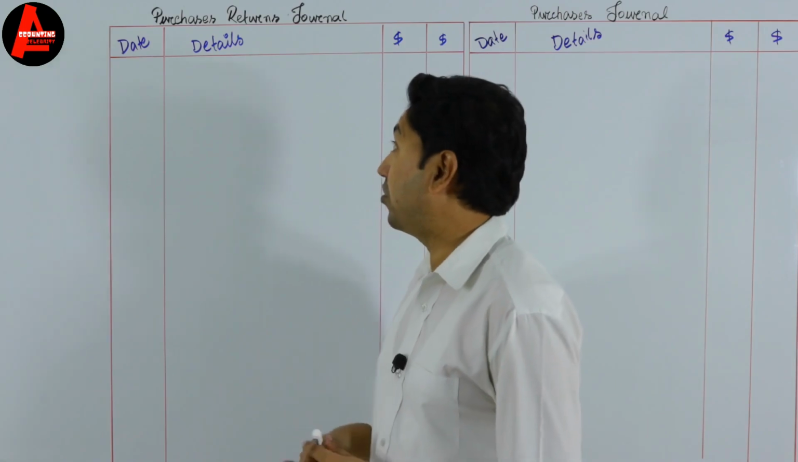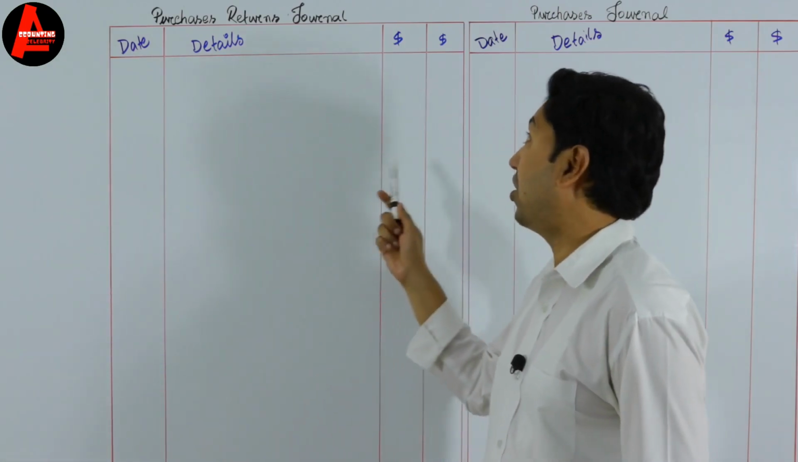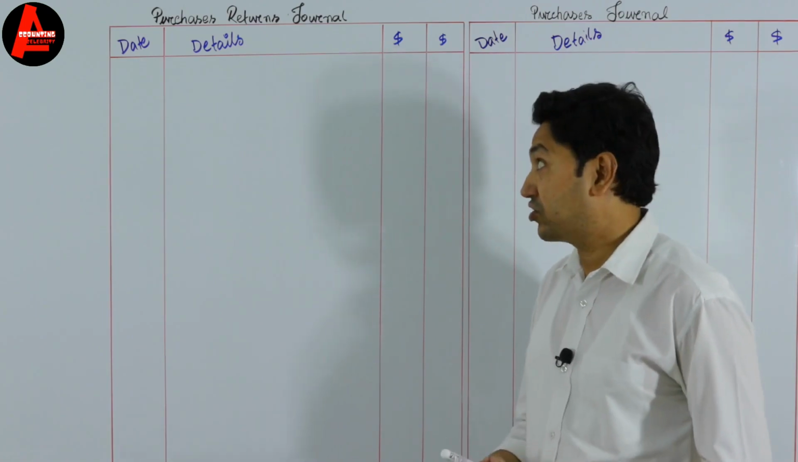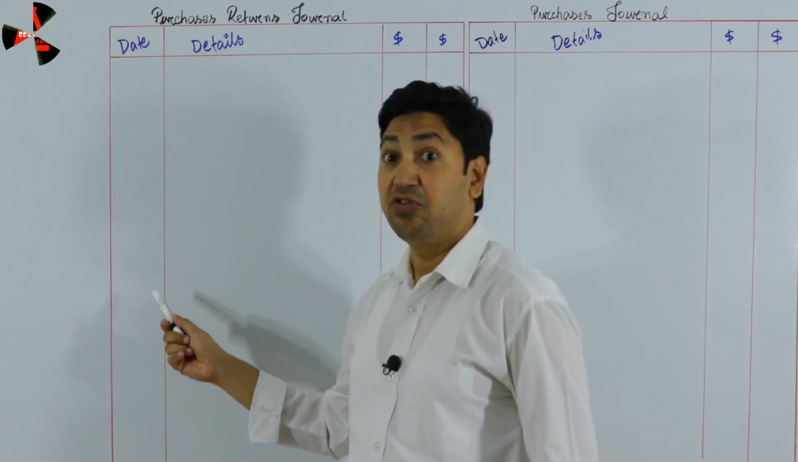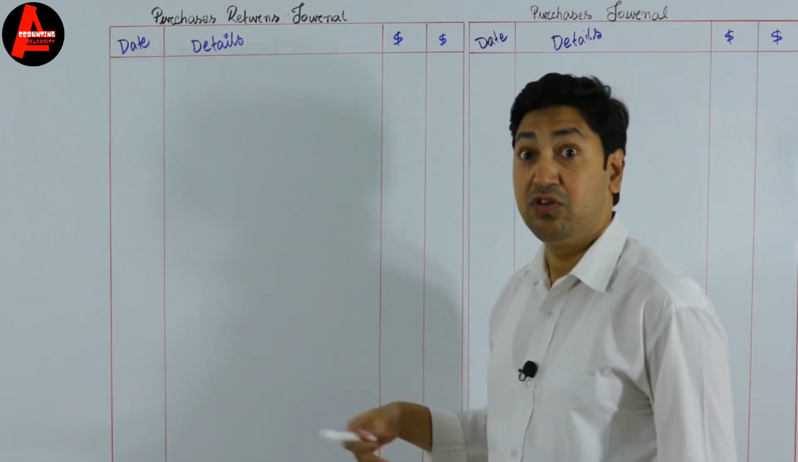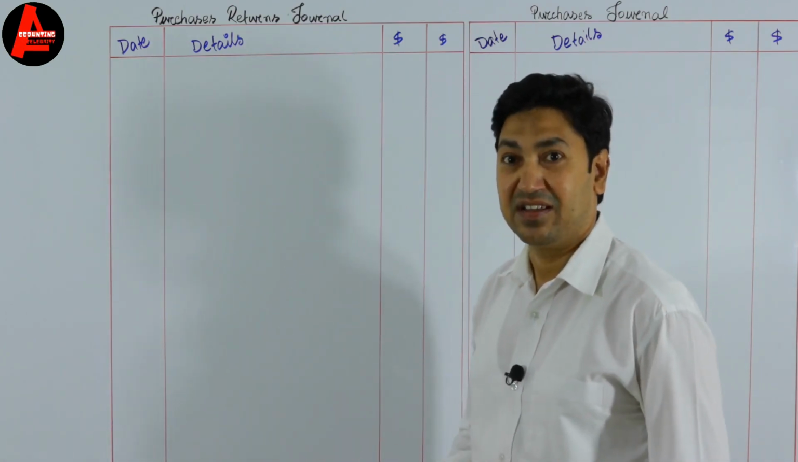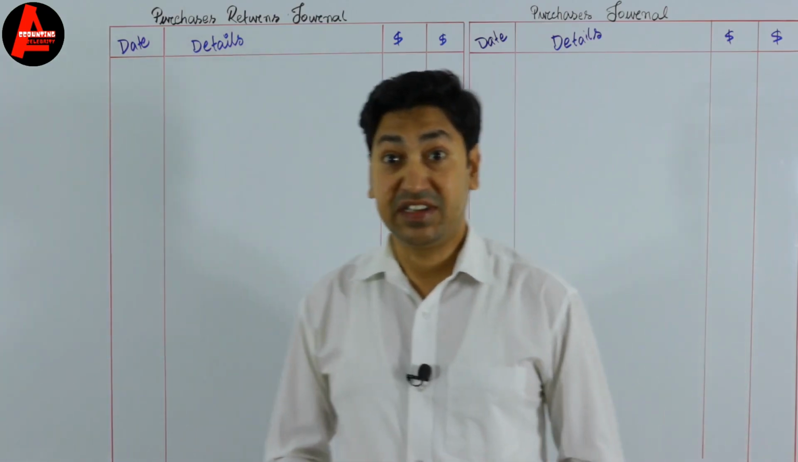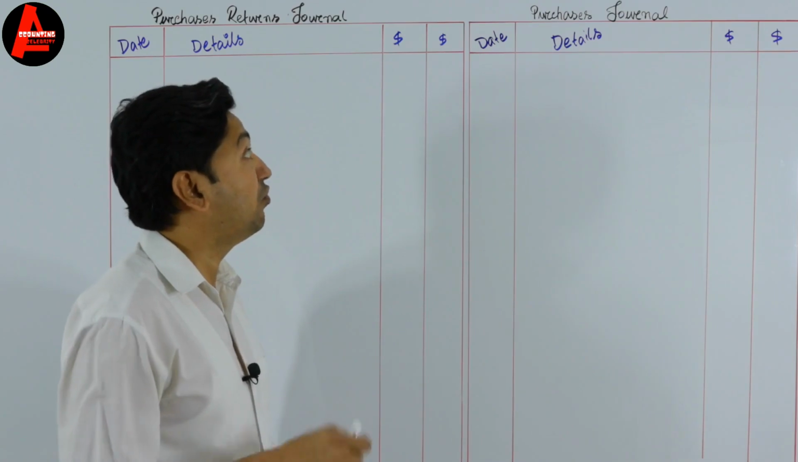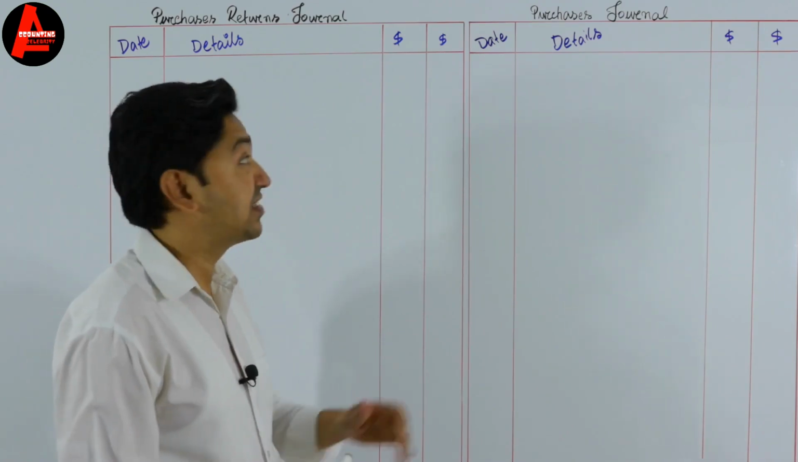Okay, so look at the format here. We have a date, details, dollar. These 2 dollar columns we have just to facilitate our calculations. Here we will write the date which are given with the transactions. Here details, we will write the supplier name here. Okay, so January 12 it is purchase related transaction, right? Bought goods. So we will write here on the purchase journal.